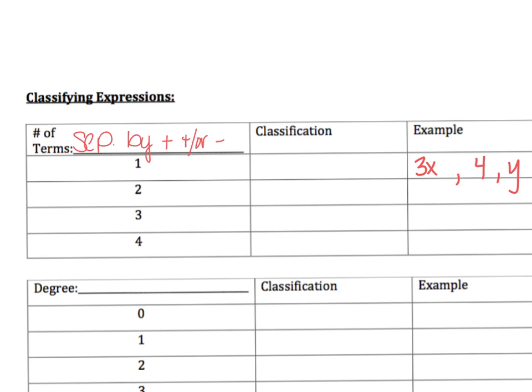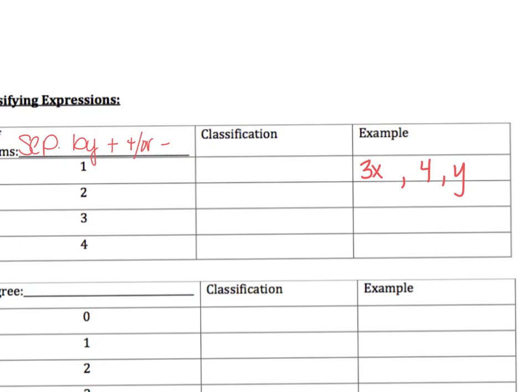Okay, it could also be something like multiple variables. So it could be like x squared y to the third z. Okay, that's still one term because nothing is being added to it. And what we call that is a monomial. Okay? So that's one term. Two terms, you probably heard of this. Okay, this is called a binomial.